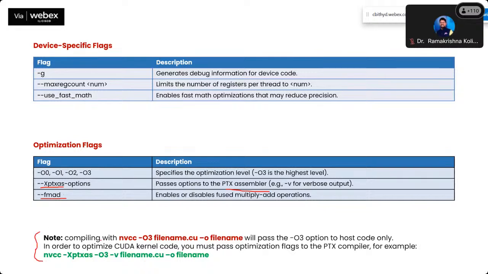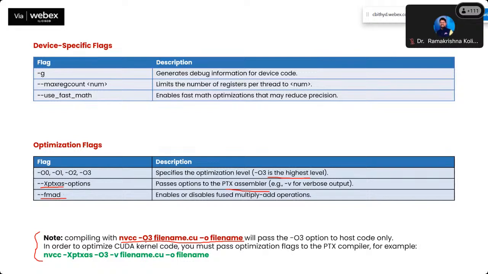So how do we compile? Suppose you are compiling your code this way. NVCC is the NVIDIA C++ compiler, and hyphen O3 is an optimization, the highest level optimization you can see here, and .cu indicates CUDA, and hyphen o is the output, and this is a file name, my output file name.